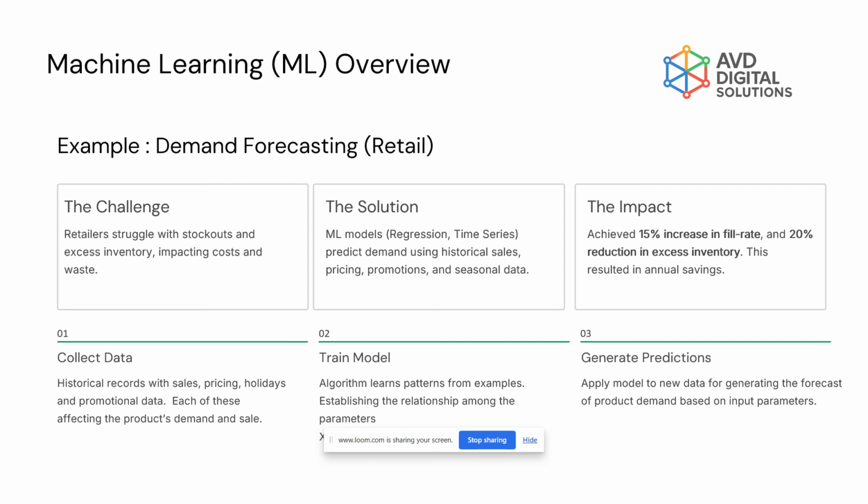So these algorithms would learn, looking at examples from data, how the input parameters like pricing or holidays or promotional events are impacting the sale of a particular product. And once it understands that, you can go to the next stage where you expose it to new data, which is input data of the future, and the system will be able to generate the forecast for that product's demand in that period. So this is a basic workflow in which a machine learning system is developed and implemented. Let us move on to the next example.